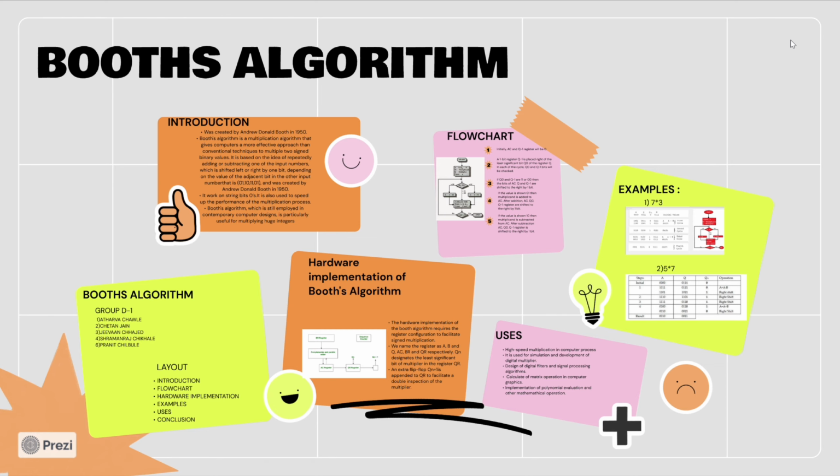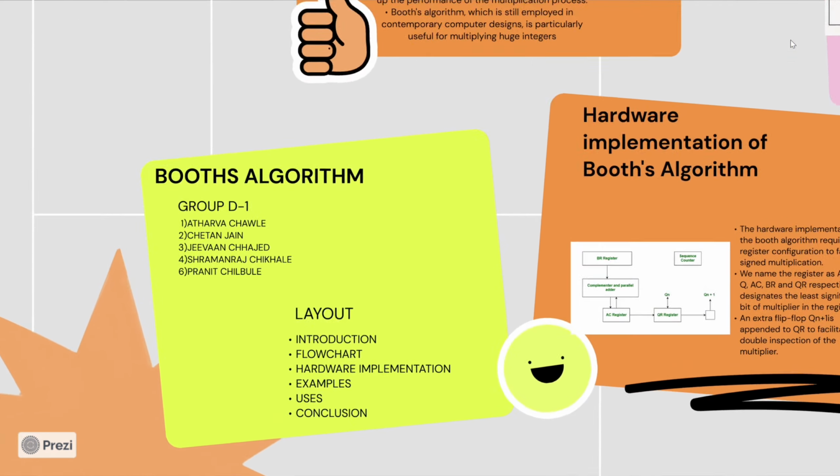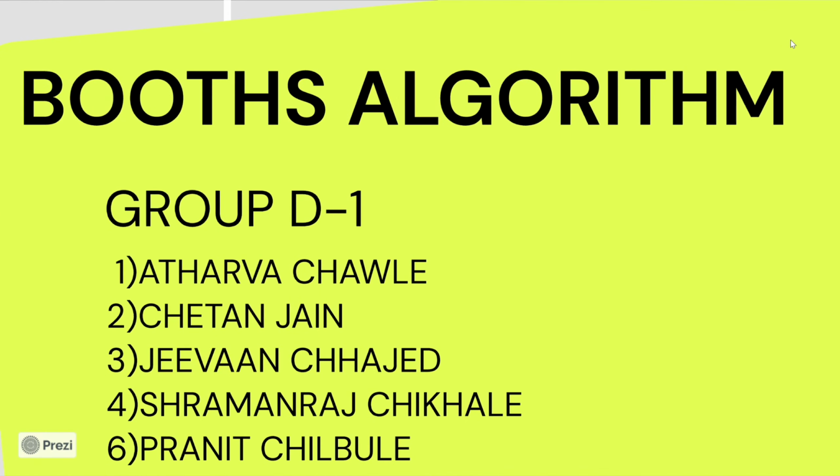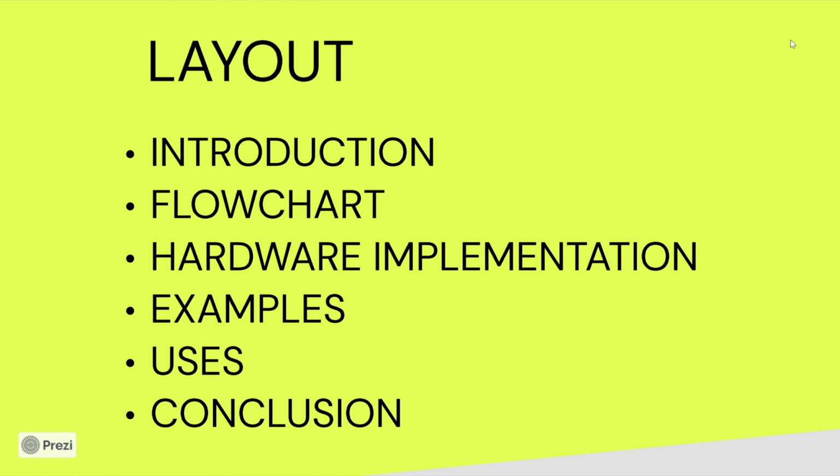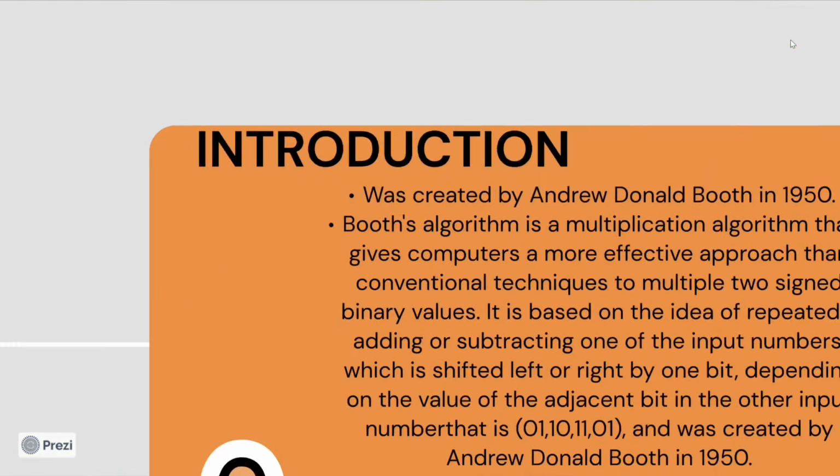We are group number 1 from division D, and we are here to present you the Booth's algorithm for COA. Basically these are our names, and this will be the structure or layout of this video, in which we will be covering introduction, flowchart, hardware implementation, examples, uses and conclusion. So first of all, let's see the introduction.